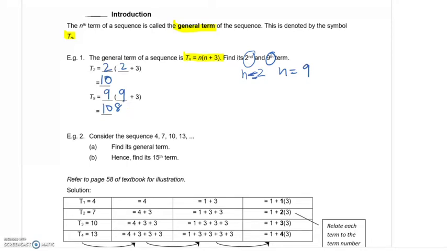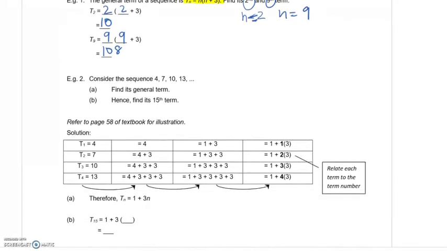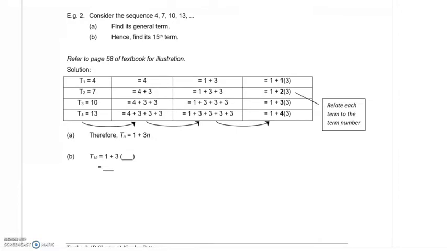So let's look at example 2 now. Consider the sequence 4, 7, 10, 13. For part A, find its general term, and part B, hence find its 15th term. You can refer to page 58 of the textbook for illustration, but here there is also a solution which we are going to use. Let's look at the pattern over here. You have T1 equals 4, T2 equals 7, T3 equals 10, and T4 equals 13. And you notice that there is an addition of 3 each time round.